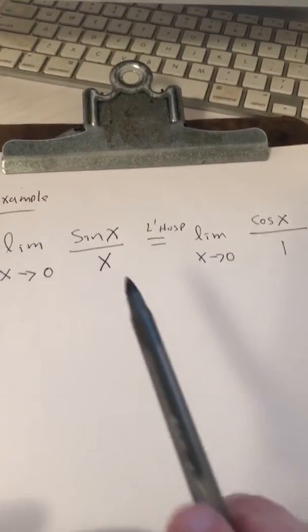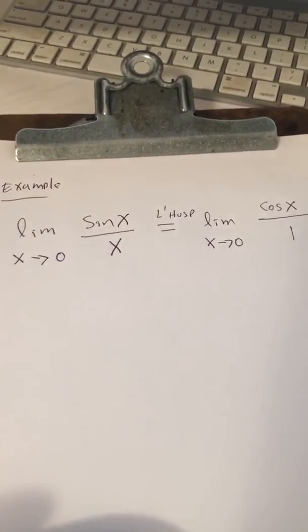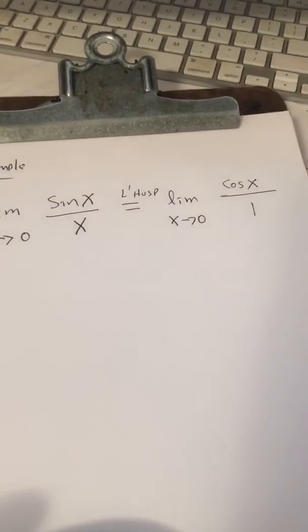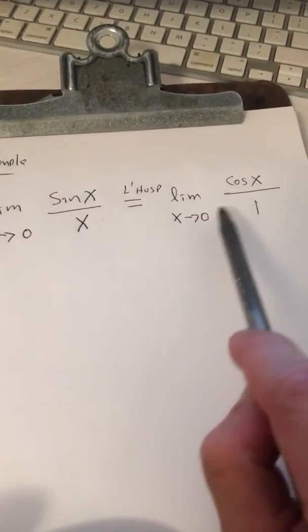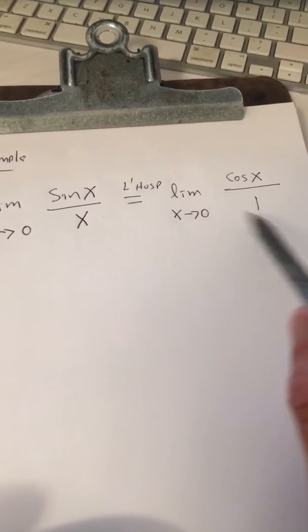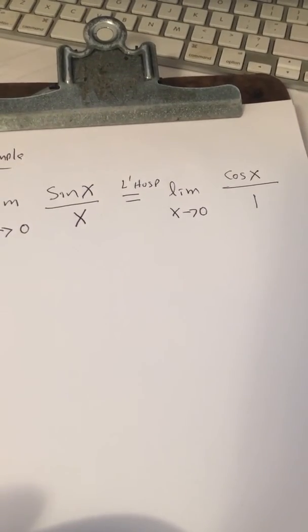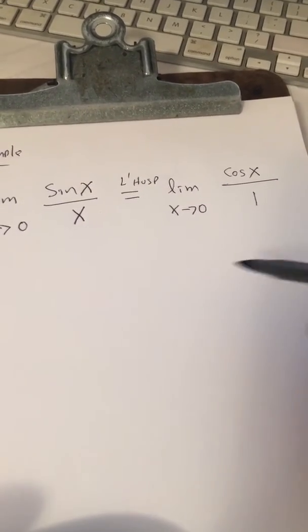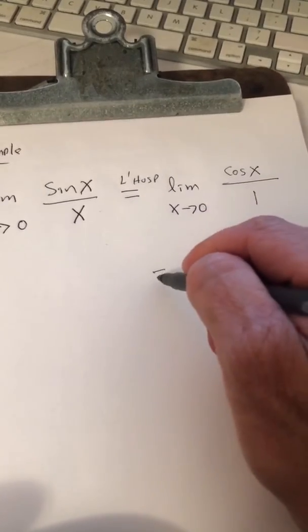So what we're saying is that these limits are the same. So in order to find this limit, I can find that limit. Now in this case, I can just use direct substitution. We know that cosine of 0 is 1 and 1 over 1 is 1, so this limit is in fact 1.